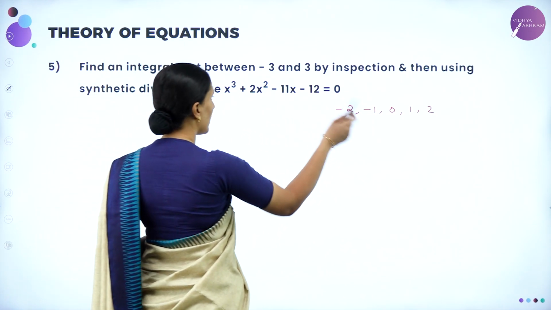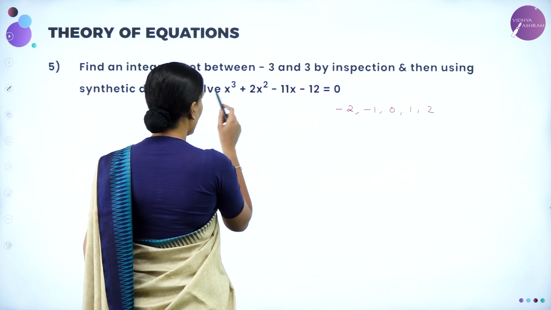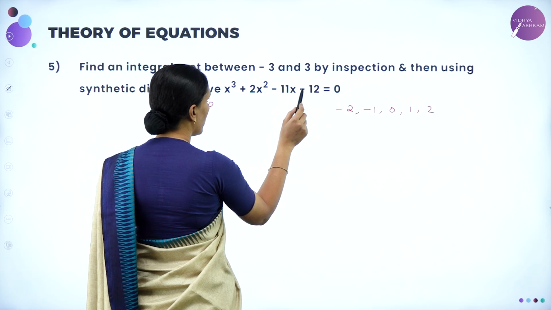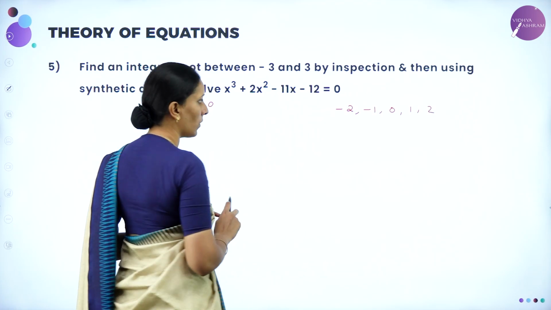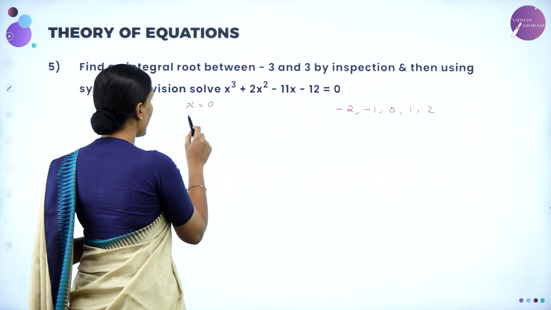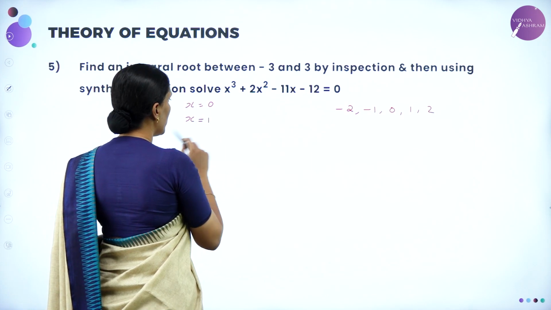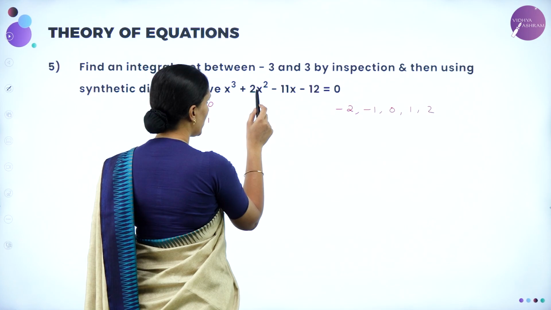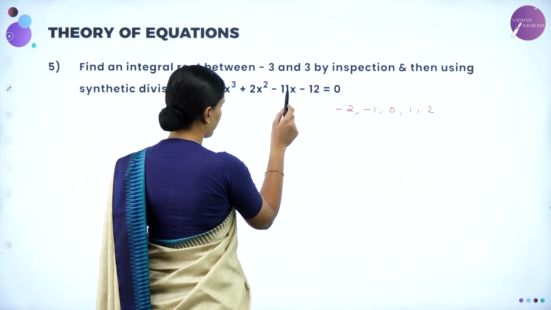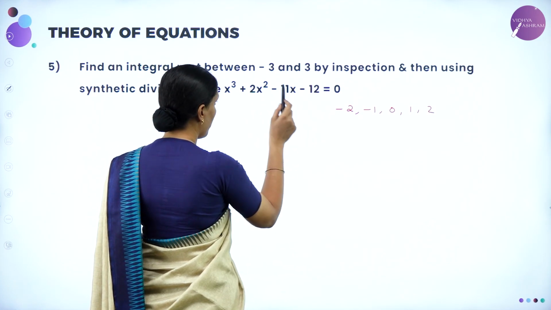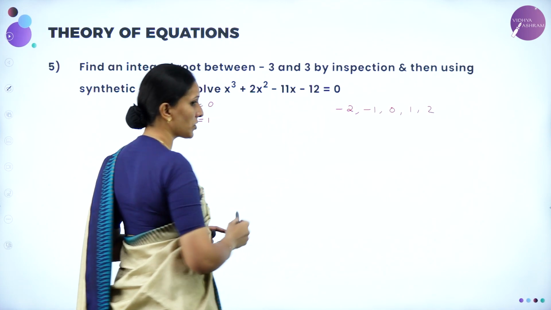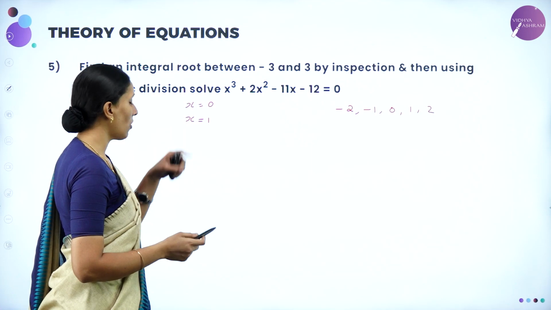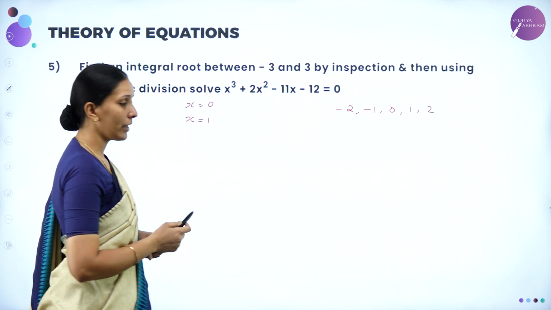If we put x is equal to 0 here, x is equal to 0 is not the solution for this equation because we'll get minus 12 is equal to 0. Now let's check for x is equal to 1. So if you put x is equal to 1 here, 1 plus 2, 3, 3 minus 11 is minus 8, minus 8 minus 12, we'll get minus 20 is equal to 0. Again, this cannot be a root of the equation.